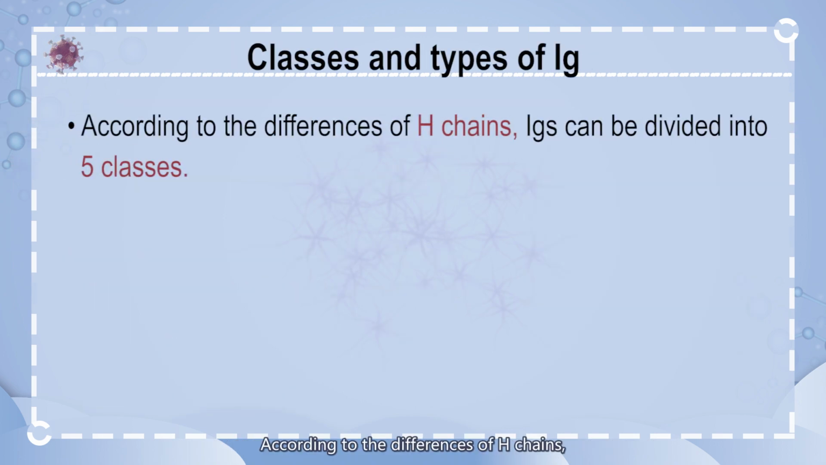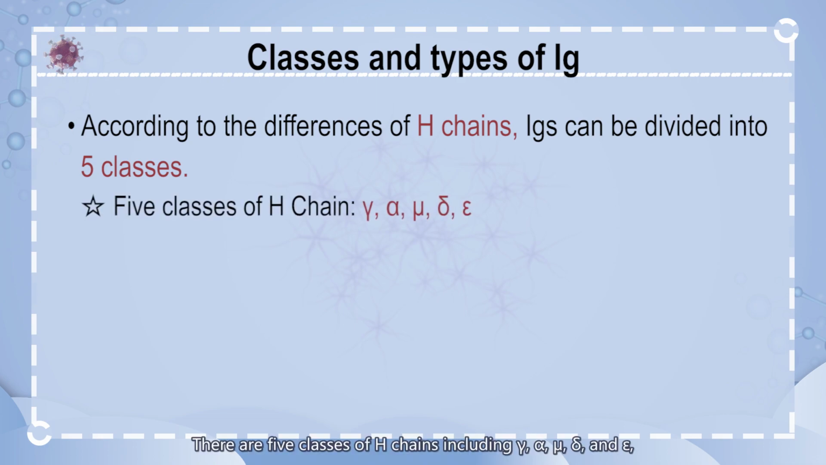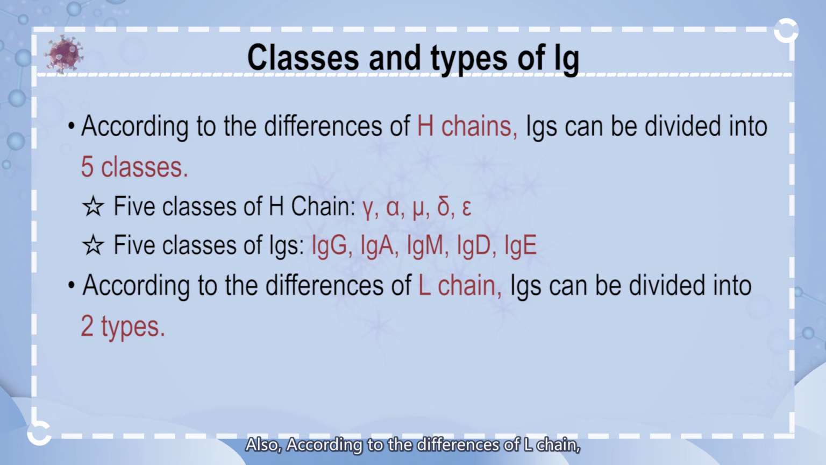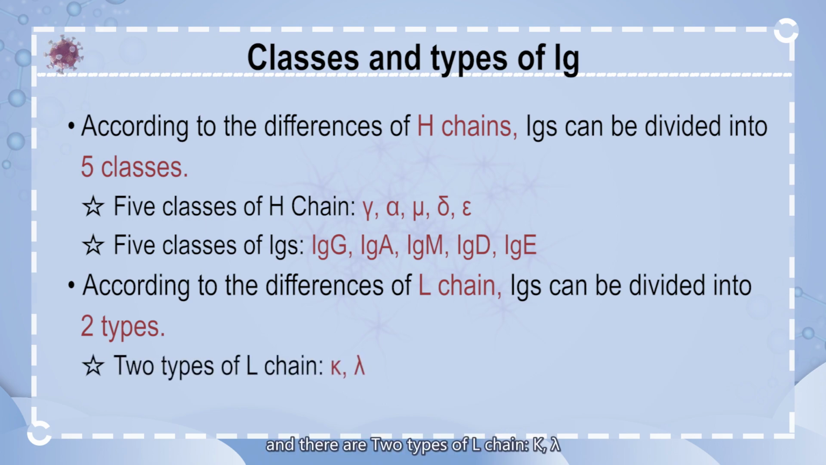According to the differences of the heavy chain constant regions, immunoglobulins can be divided into 5 classes, or isotypes. There are 5 classes of heavy chains, including gamma, alpha, mu, delta, and epsilon. Therefore, there are 5 classes of immunoglobulins, including IgG, IgA, IgM, IgD, and IgE. Also, according to the differences of L chain, immunoglobulins can be divided into 2 types, and there are 2 types of L chain, kappa and lambda.